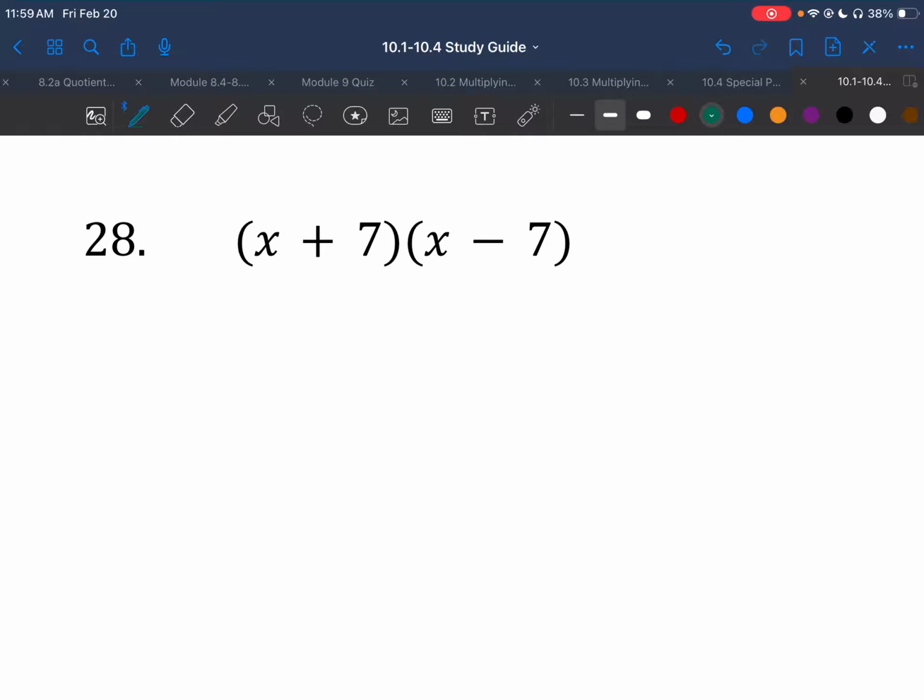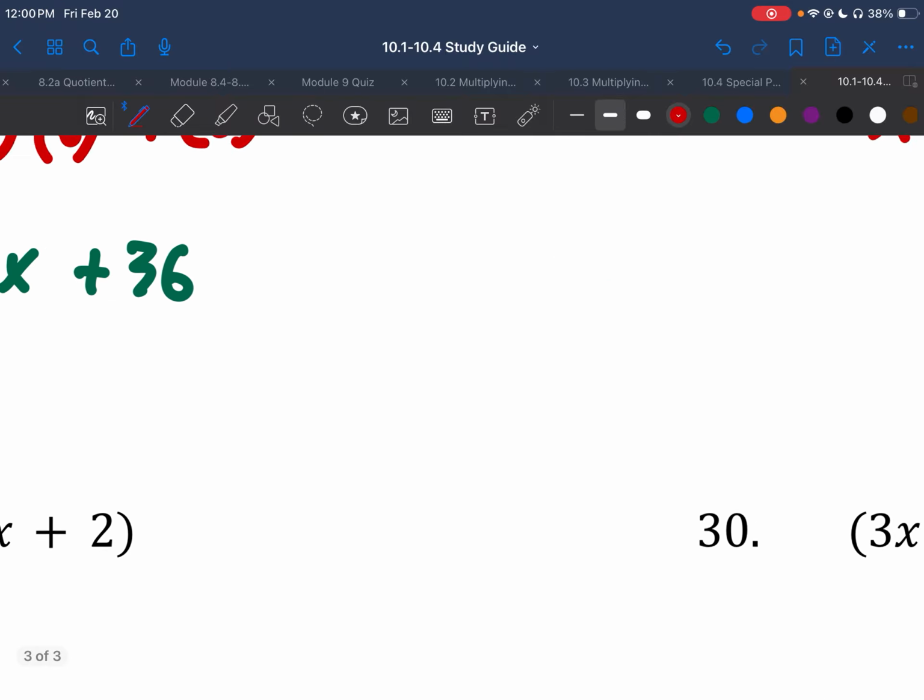All right, question 28 is product of a sum and a difference. So it's our first term squared minus our second term squared. X squared minus 49.